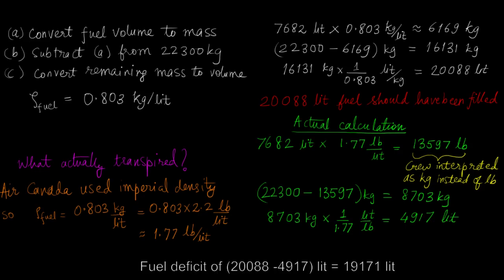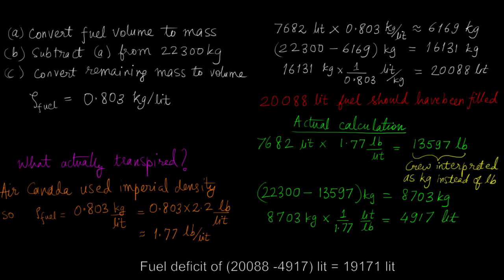So the fuel that was actually required was 20,088 liters, but because of the confusion in units, the amount of fuel that was filled was only 4,917 liters, which means that the aircraft flew with a net deficit of 19,171 liters. And this confusion arose solely because of the mismatch between the units which were already in place in Air Canada, which is imperial, that is pound per liter kind of unit, but the new Boeing 767s were being supplied with panels, and it was instructed to the pilots that they should start using kilograms.